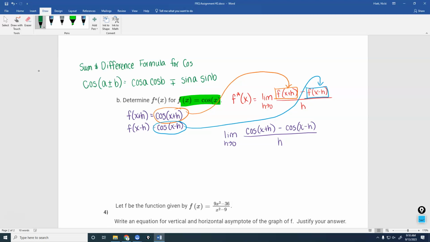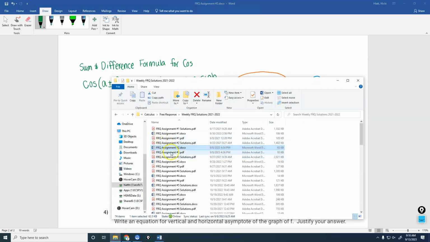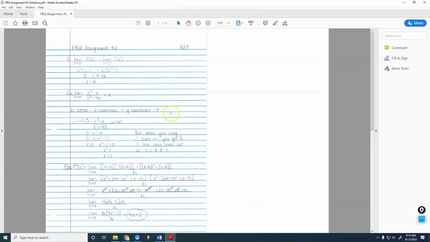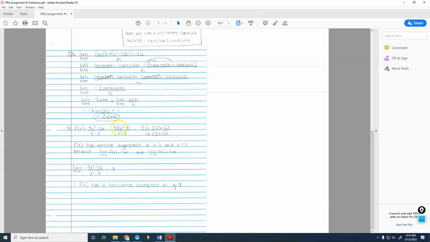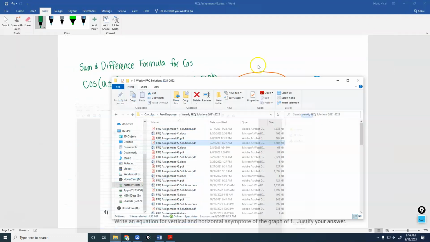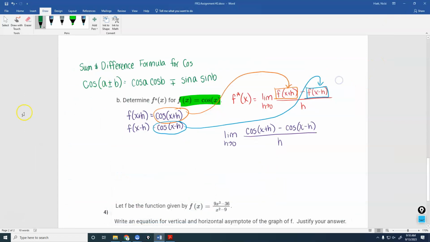I'm going to pause here for a moment and pull up my answer key to make sure that what I am telling you is in fact correct, because it's been a minute since I did these. Cosine, cosine, sine, sine. Change the sign. Oh yeah. Okay. I had that one right.